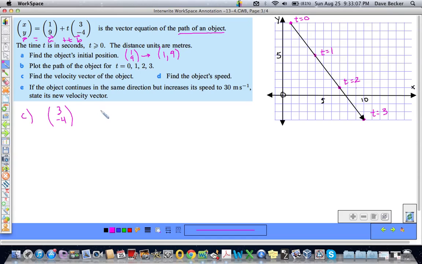Okay, find the object's speed. Well, that's going to be the magnitude of 3, negative 4. So that would be the square root of 3 squared plus negative 4 squared, which turns out to be root 25, which is going to be 5 meters per second.